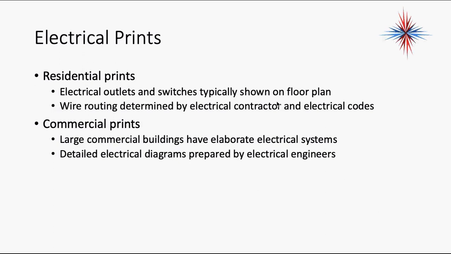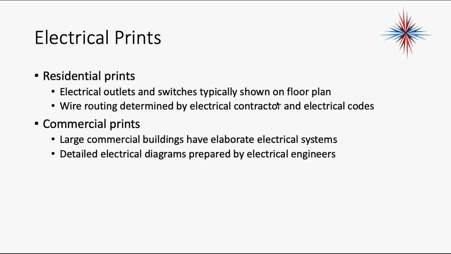There are two different types of electrical prints, and there's a pretty big difference between the two. We have residential prints, where electrical outlet switches are just drawn on the floor plan. Wire routing is determined by the electrical contractor and electrical codes. In other words, there isn't a lot of detail on the plans on how the electricians are going to run the wires, because that's a lot of times left up to the contractor and the local building officials.